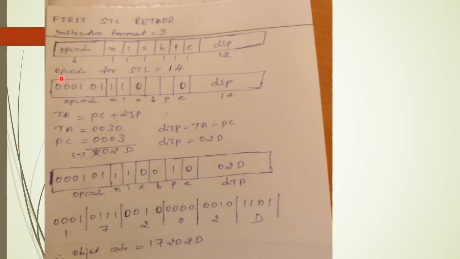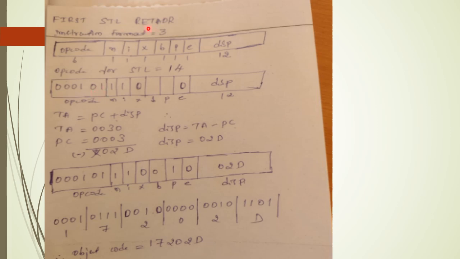Let us take the opcode for STL. The opcode for STL is 14. You will get the opcodes for all the operation codes in the opcode table, which has been given in the appendix part of the textbook. You can go through that. So you mention this in binary in the opcode part of the instruction. The binary of 1 is 0001. Since the opcode length is only 6 bits, 4 is represented using 01.